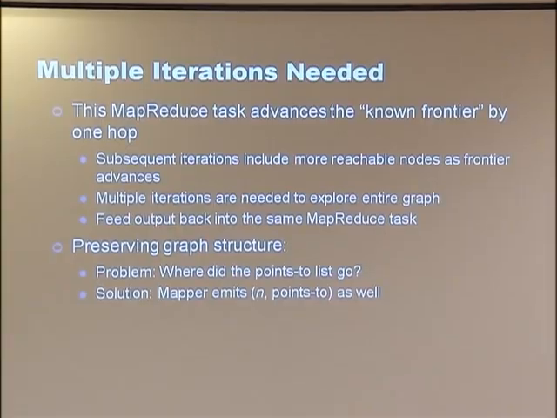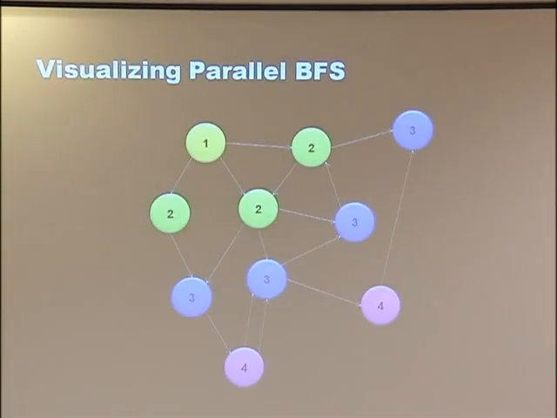I'll get back to the second point. But here's essentially a graphical image of what the running of the algorithm looks like. You map over the graph, and you expand the known frontiers by one node. And then you run the algorithm again. You expand the frontiers by yet another node. And so on and so forth.